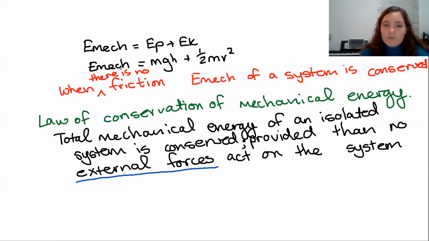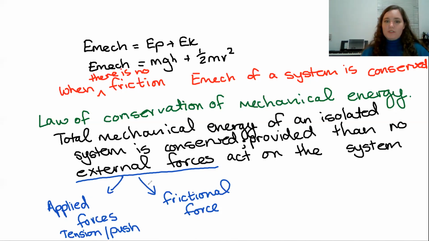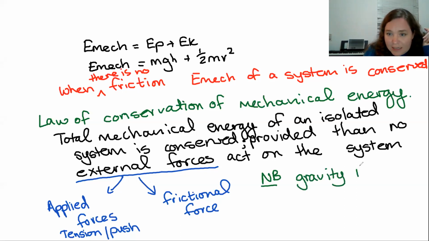And the typical external forces that you'd look at are, for example, applied forces. So when something pushes on something else, so this would be an applied force like a tension or a push, somebody putting energy into the system usually, or a frictional force where something removes energy from the system. So external forces mean things that are outside of the system. Very importantly, gravity is a conservative force.